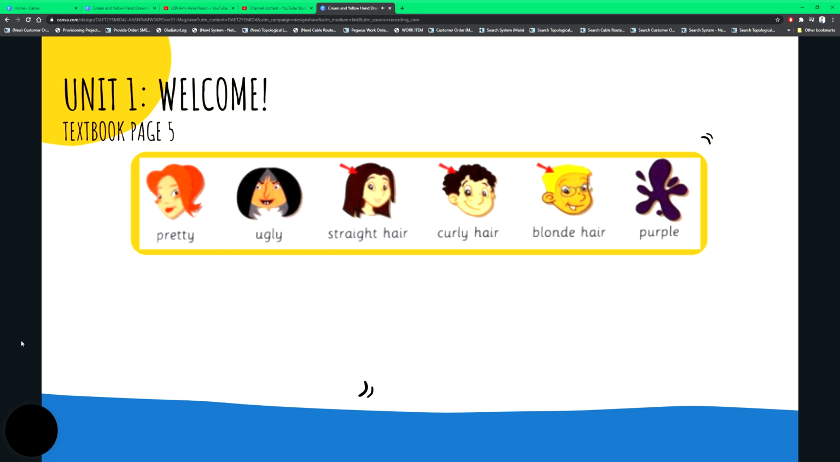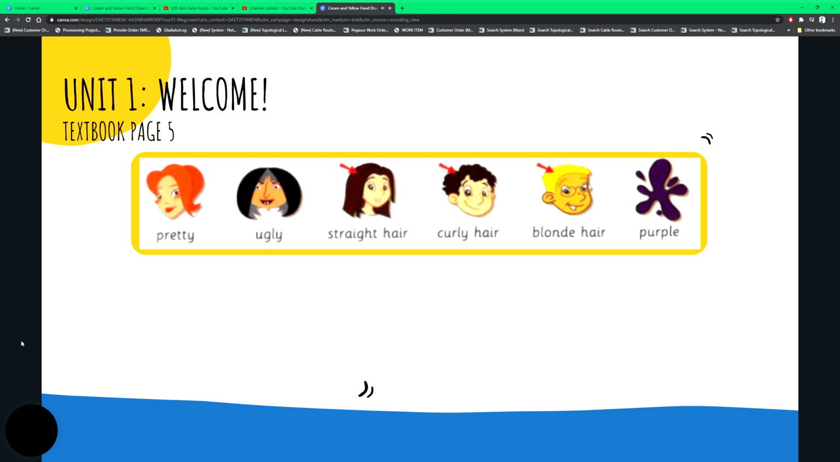Let's start with the first topic, which is Unit 1, Welcome. So you can have a look at your textbook, page 5, and you can find all these pictures. These are the vocabulary that you have to remember and learn for this topic. Okay, let's go one by one.